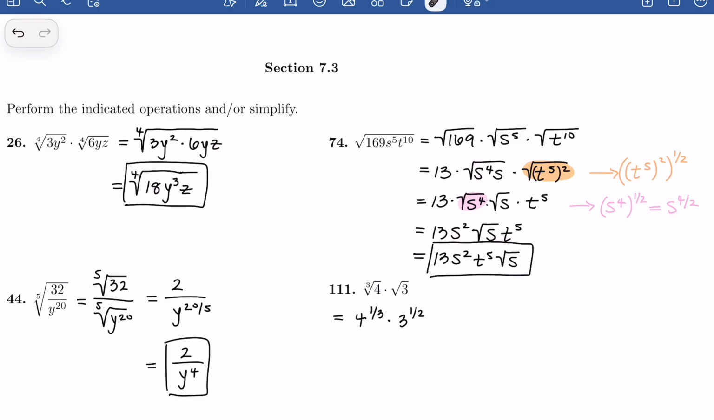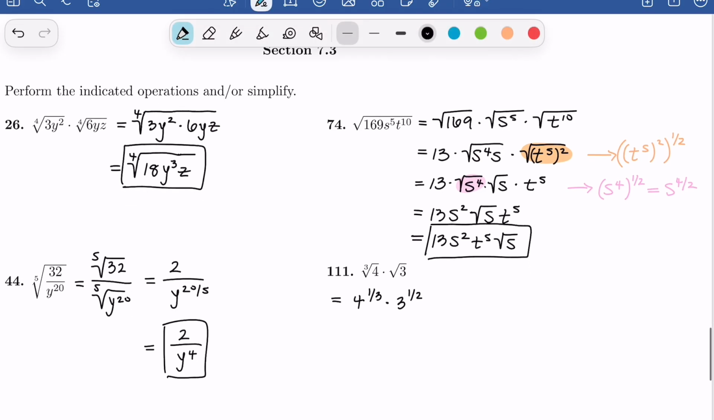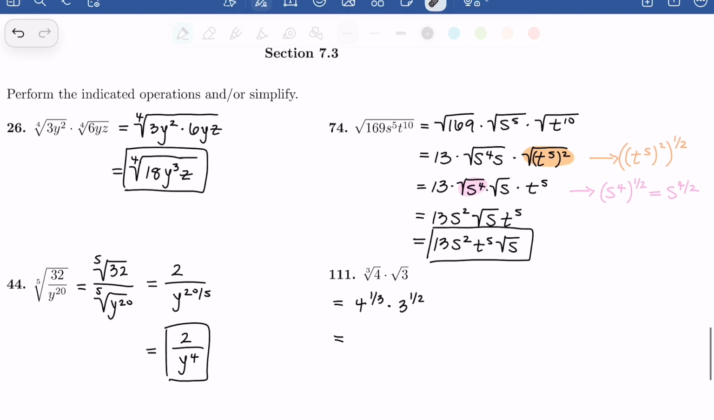What we actually need to do is rewrite them so that they have the same index. We're going to look at both of the indexes here, 3 and 2, and find the least common multiple. Essentially, what we're trying to do is get a common denominator between these two. So our least common denominator, or least common multiple, here is going to be 6. We're going to multiply the top and bottom of our rational exponents by something so that the denominator is 6. For this first one, we're going to multiply the top and bottom by 2. We're going to end up with 4 raised to the 2/6 power.